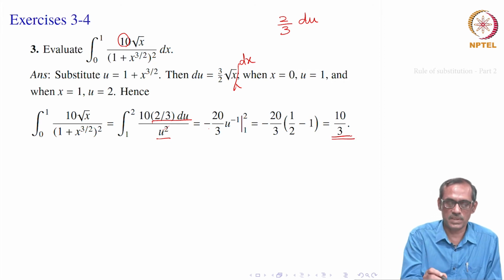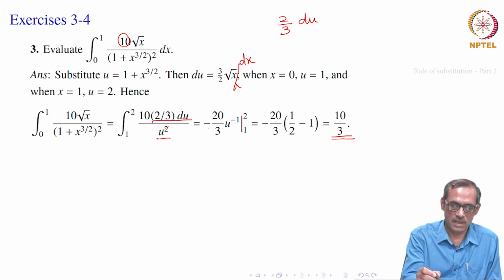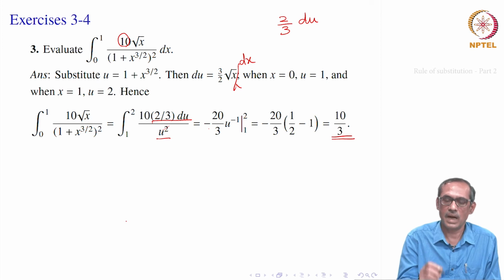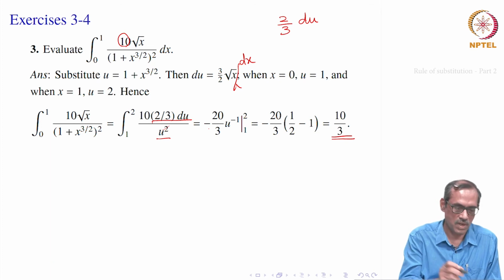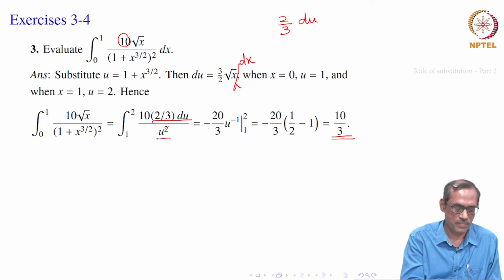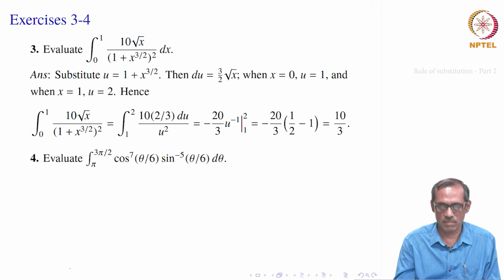So it is the observation first that something appears here whose derivative is multiplied there. That is the main thing we have to see and take that as the new variable. That is what the rule of substitution allows us to do. But observation and all these things are yours. The rule of substitution does not say which one to substitute. You have to get it from the problem. Okay, let us take the next problem.